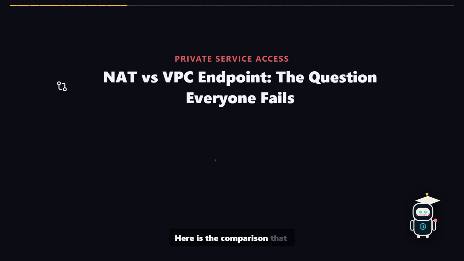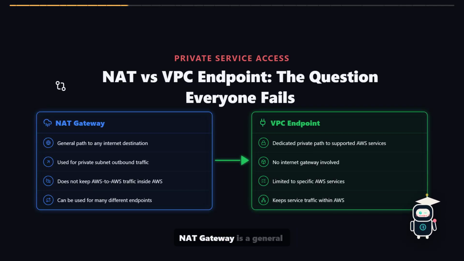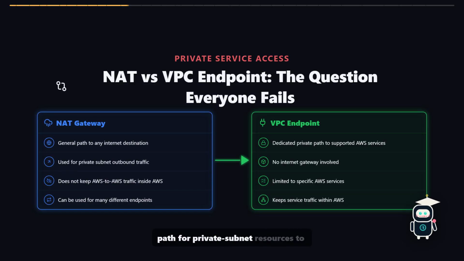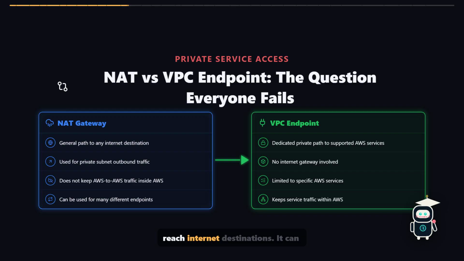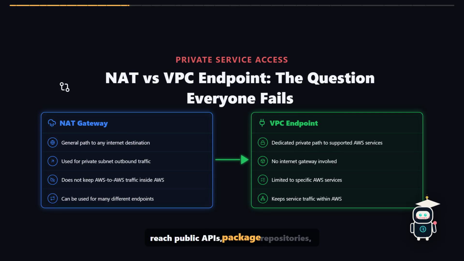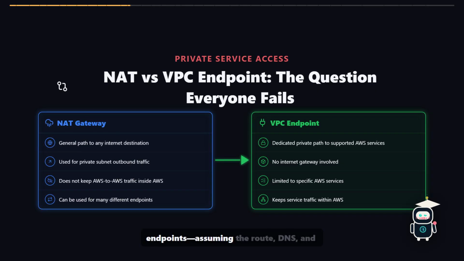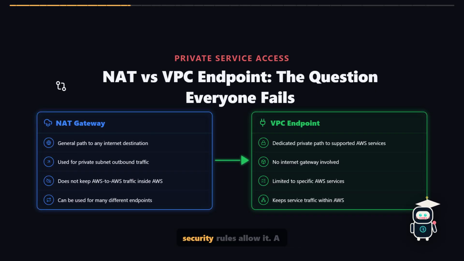Here is the comparison that causes the most confusion. A NAT gateway is a general path for private subnet resources to reach Internet destinations. It can reach public APIs, package repositories, websites, and AWS public service endpoints, assuming the route, DNS, and security rules allow it. A VPC endpoint is different.